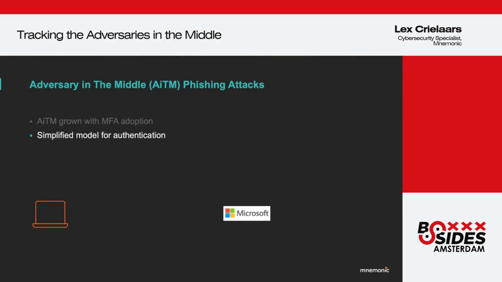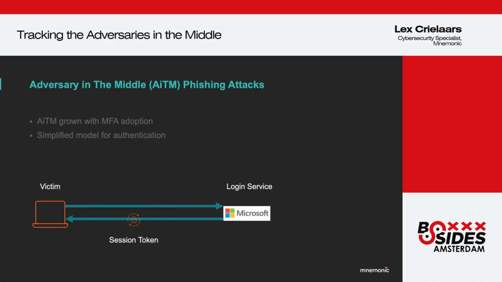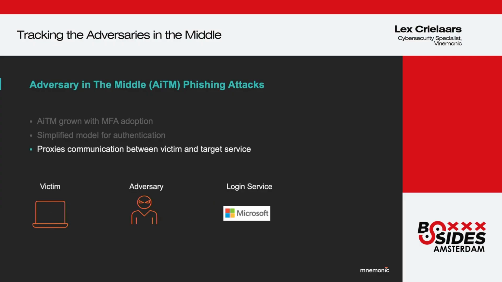So how does it normally work when you log into, I don't know, Microsoft or Google or whatever? You are on your laptop, you go to that particular website, you fill in your username and password, you get a request for a two-factor authentication, and then that website sends you a session token. And then with that session token, you have logged in, and that session token is actually kind of powerful. I'll explain later.